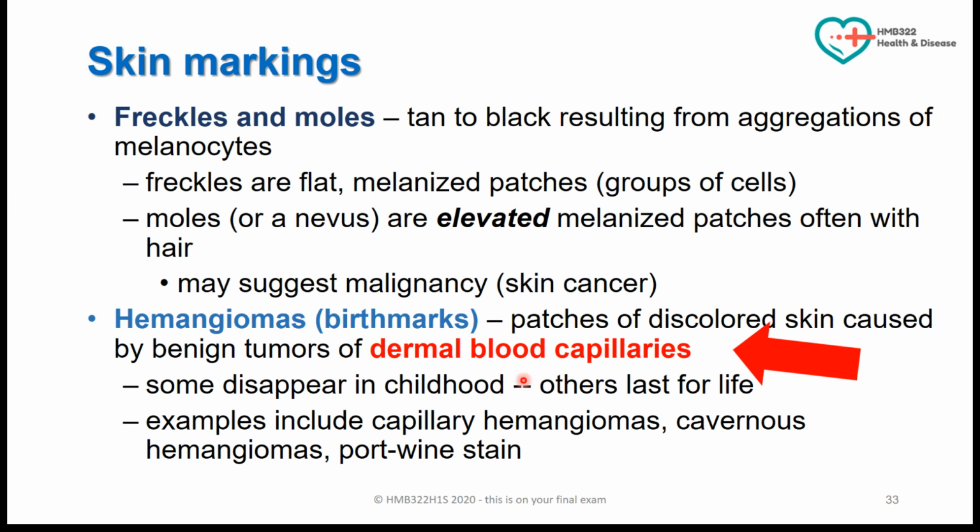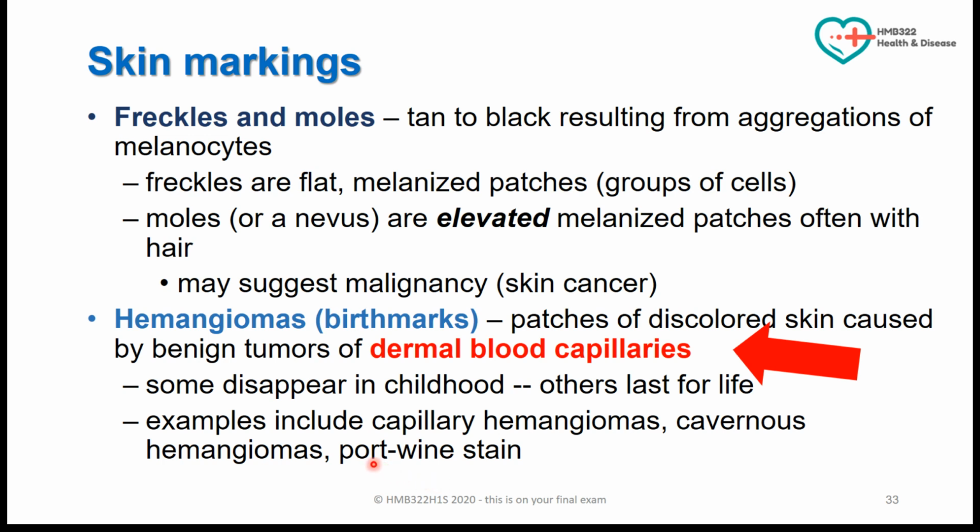These are actually because we have an abnormal collection of dermal blood capillaries. And these hemangiomas or birthmarks, some people call them wine stain discolorations. Sometimes they disappear in childhood. Sometimes these hemangiomas are there throughout the person's lifetime. And depending on the type and the size, these hemangiomas can be called capillary hemangiomas if they're relatively small. If they're bigger, they can be called cavernous hemangiomas. Again, it's just like more blood flow, more capillaries found in an area in the dermal layer.